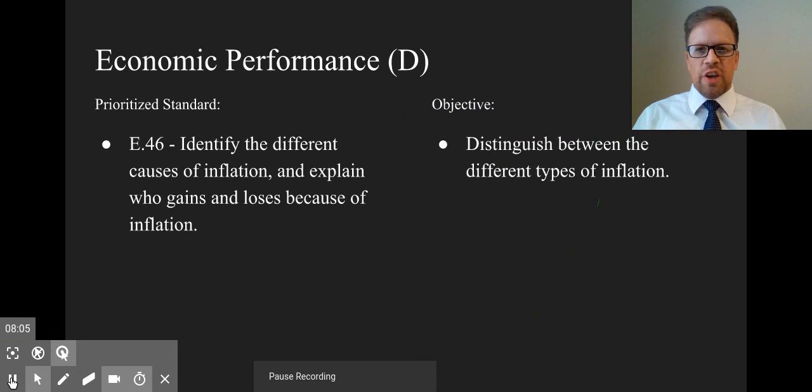All right, that concludes Economic Performance, Section D, Inflation, RAR. Our prioritized standard was Economic Standard 46, and objectively now I can distinguish between the different types of inflation.